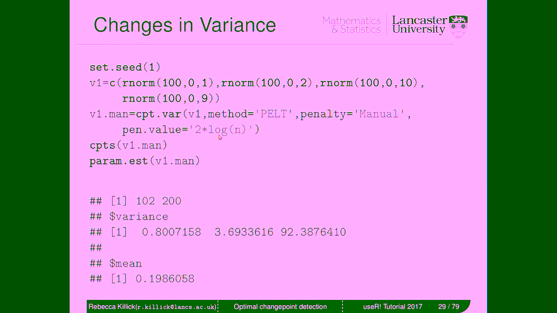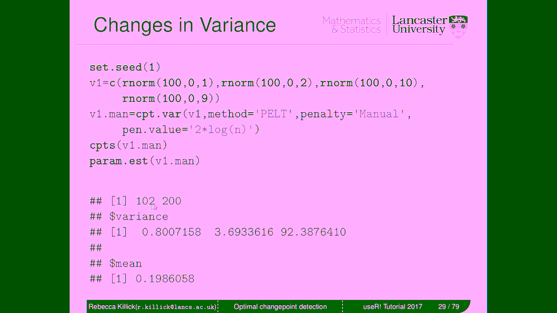This is just to demonstrate the fact that you can put formulas in the penalty value if you want. So you can use n, it knows what n is. There are several other options of what the algorithm knows as variables, so you can have a look in the help file if you want to see more of that. Again, I'm going to do cpt.s to get my change points out, and I'm doing param.s to get my parameter estimates. So it's exactly the same as what we were doing before with cpt.mean.